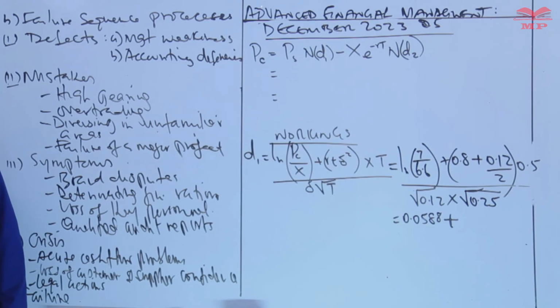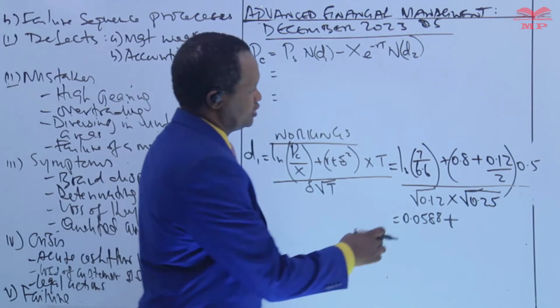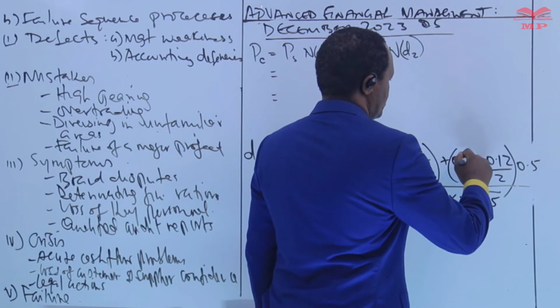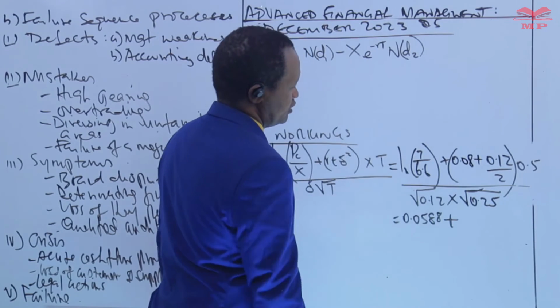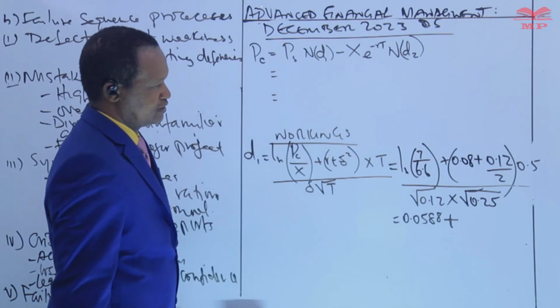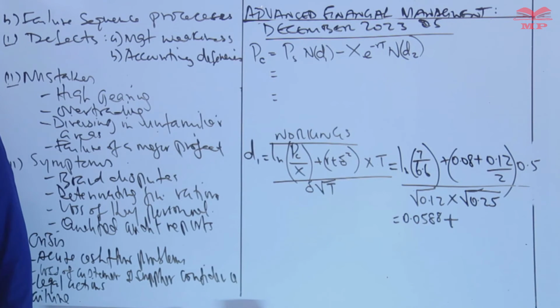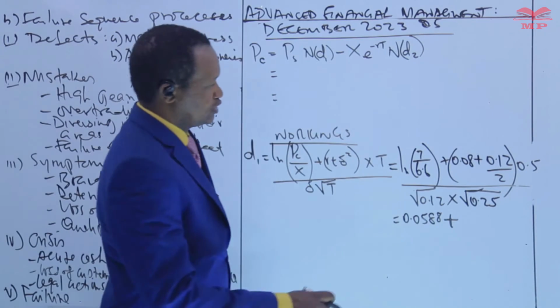Give me the product. 0.8 plus 0.12 over 2 times 0.5. 0.08. Yes, convert into decimal. 0.08. So remove the bracket. T should be 0.225. 0.25. Betty says 0.25.